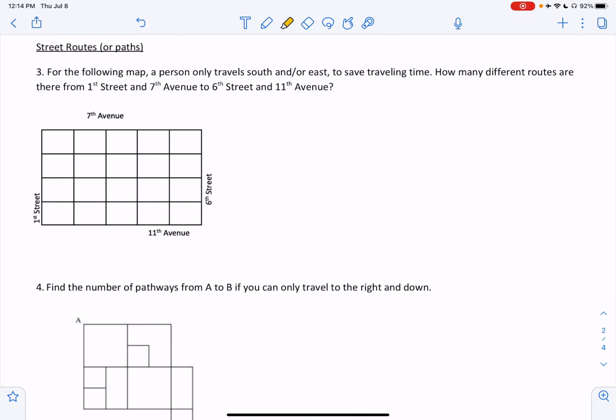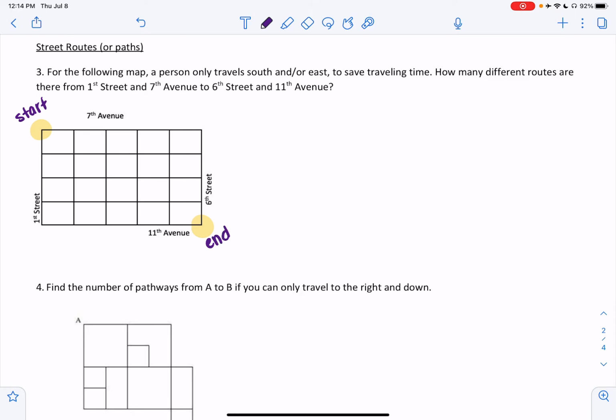So for this map, we can only travel in two directions. We can go south, which is down, and east, which is to the right. Now we want to determine how many different routes there are. We're looking to start at 1st Street and 7th Avenue. That's our starting point. And we're looking to end down here at 6th Street and 11th Avenue.